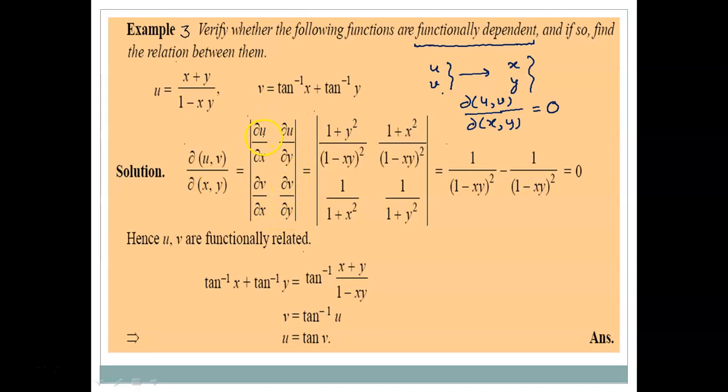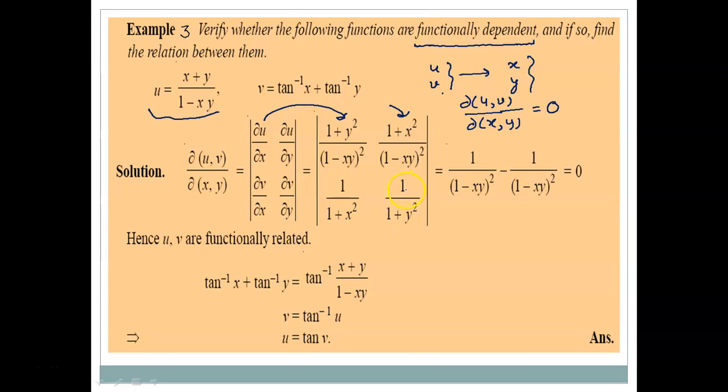Now let us find the value of del u by del x. Del u by del x can be obtained from this expression. Differentiate this partially with respect to x. So you get the value, it comes out to be this. And again differentiate u with respect to y. You will see the value comes out to be this one. Then del v over del x is equal to, means we are partially differentiating with respect to x, that means this part will be 0, differentiation of this part will be 0, and the derivative of this part with respect to x comes out to be 1 upon 1 plus x square. Similarly for del v over del y, we obtain this value.